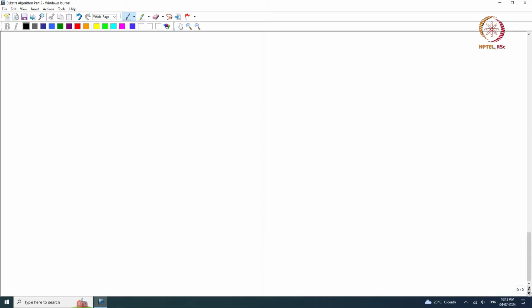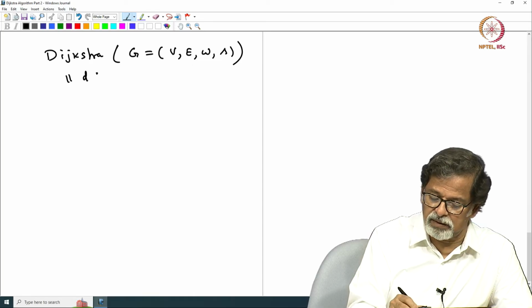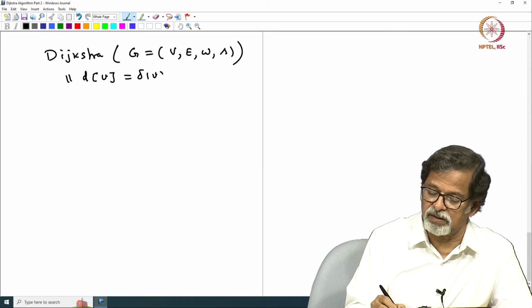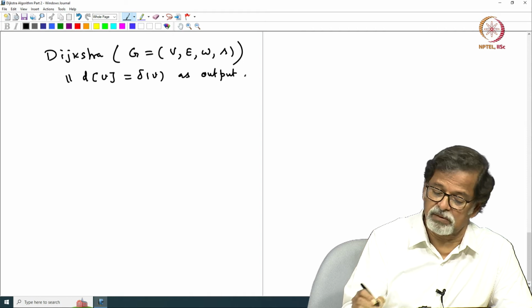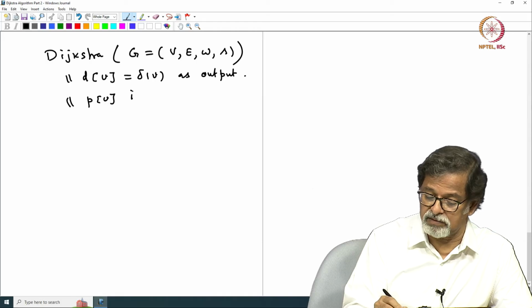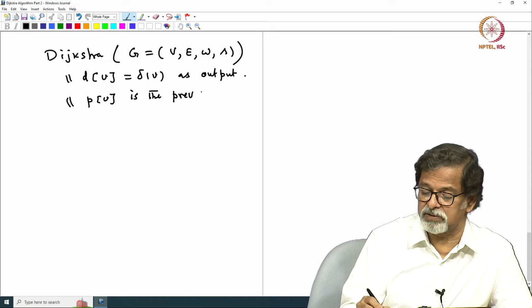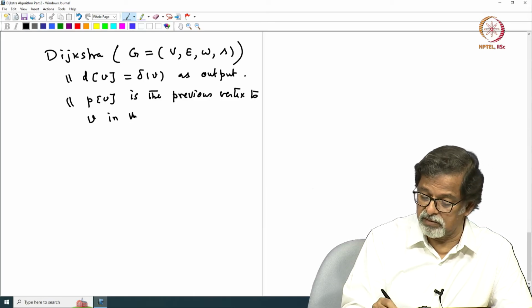So, Dijkstra. G equal to (V, E, W), and a source S. Given this as an input, it has to produce for each V the delta of V. The delta of V will be available in an array called D. In the end, D of V will be equal to delta of V as output, and P of V is the previous vertex to V in the shortest path.